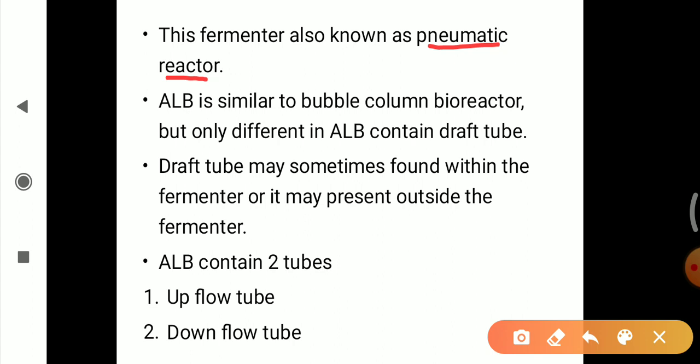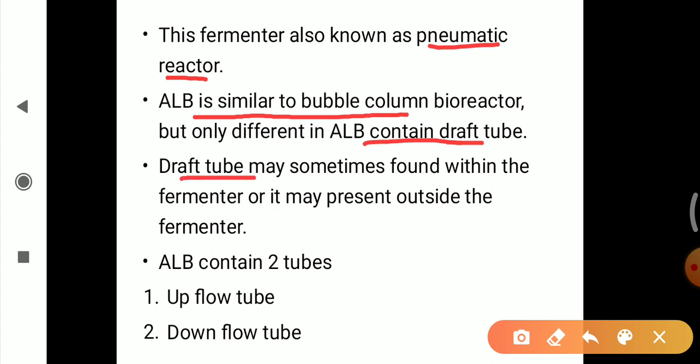The airlift bioreactor is similar to the bubble column bioreactor. It is very much similar, but the only difference is that the airlift bioreactor contains a draft tube, whereas the bubble column bioreactor does not contain any kind of draft tube. But the same features are there.